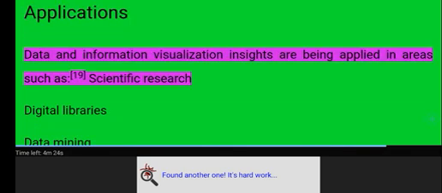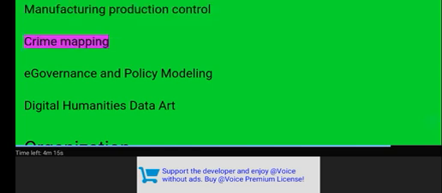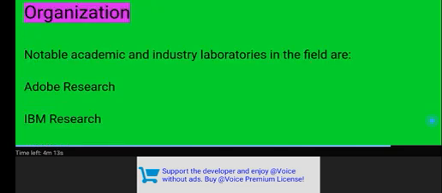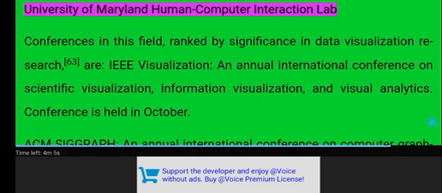Applications. Data and information visualization insights are being applied in areas such as scientific research, digital libraries, data mining, information graphics, financial data analysis, healthcare, market studies, manufacturing production control, crime mapping, e-governance and policy modeling, digital humanities, data art, and organization. Notable academic and industry laboratories in the field are Adobe Research, IBM Research, Google Research, Microsoft Research, Panopticon Software, Scientific Computing and Imaging Institute, Tableau Software, and University of Maryland Human Computer Interaction Lab.